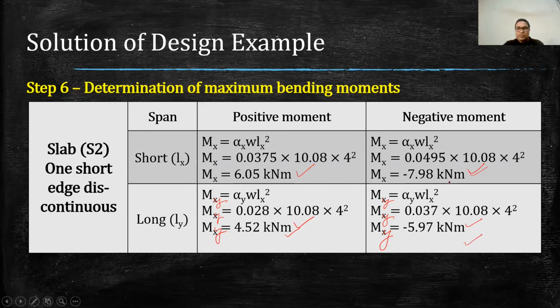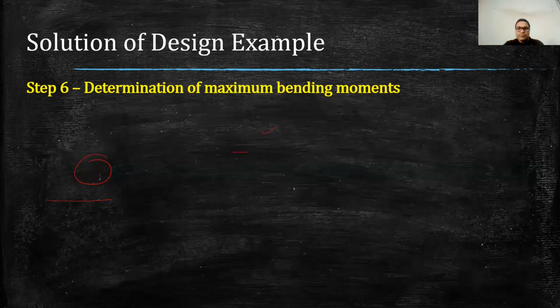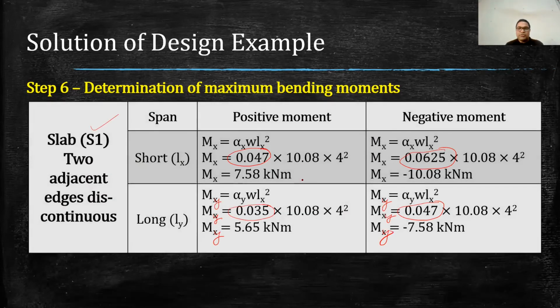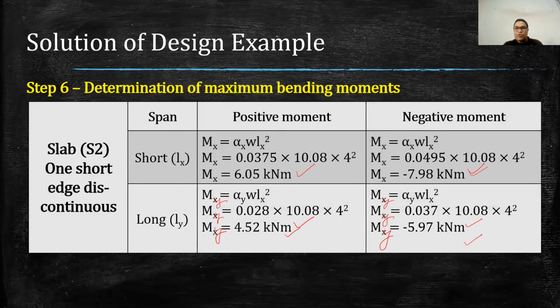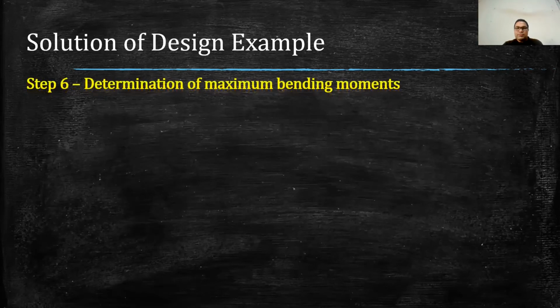Similarly for this also, we have 7.58, 10.08, 5.65, 7.58. Now all these values of bending moment I will write in the plan and will show you how we have to modify some values of bending moment.